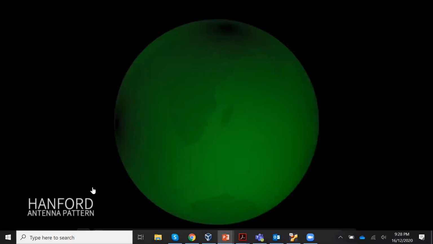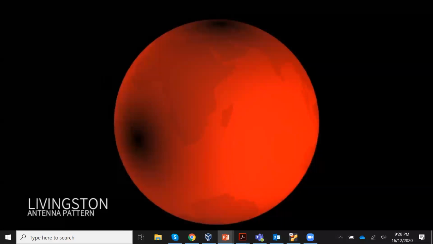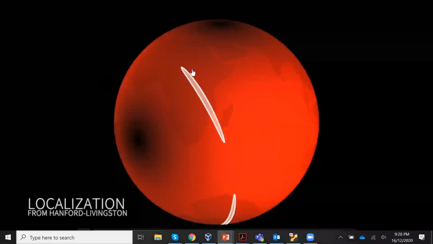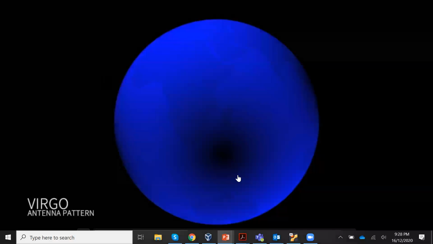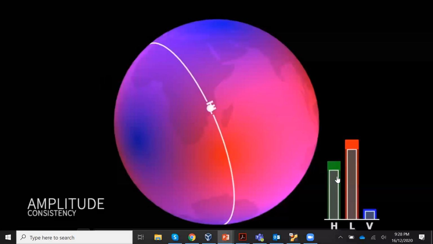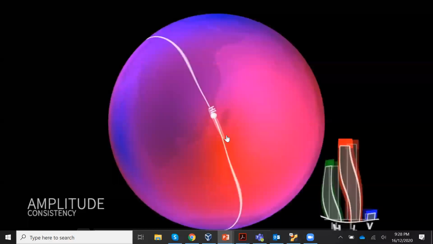So this is the Hanford antenna beam pattern. By the way, this is the localization for GW170817. This is the triangulation for Hanford-Livingston in the time delay line, and this is the localization contour that we get from Hanford-Livingston. Now notice that the Virgo blind spot coincides with the time delay line of Hanford and Livingston. If we do an amplitude consistency check across this region of the sky, matching the observed SNR with the SNR we get in these regions, we find an exact match in only a very small portion of the sky.